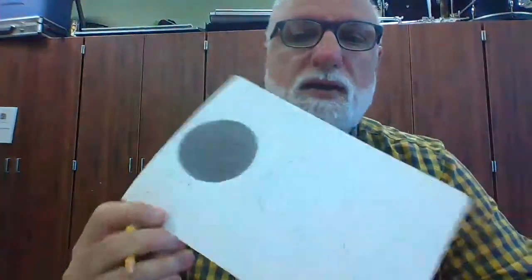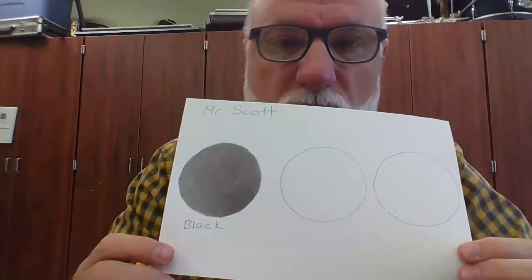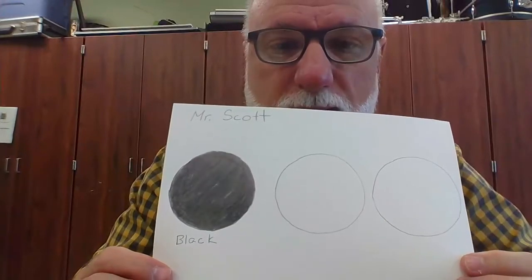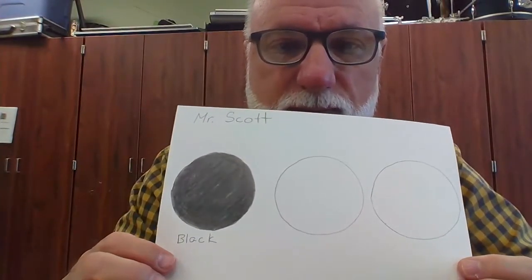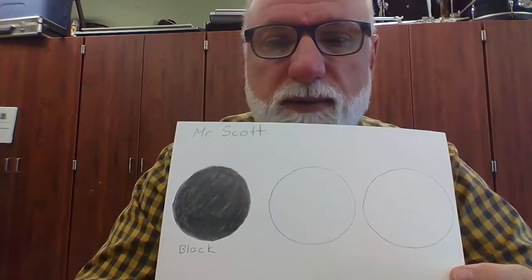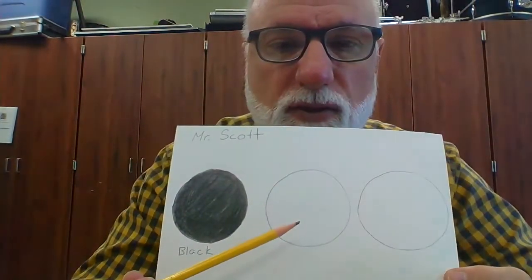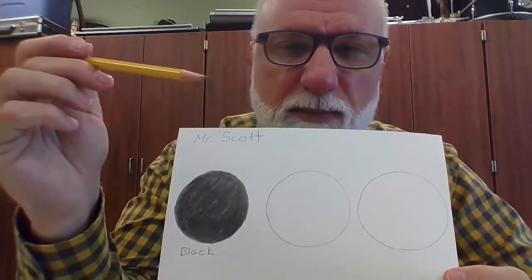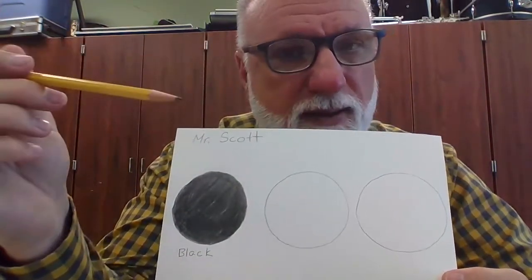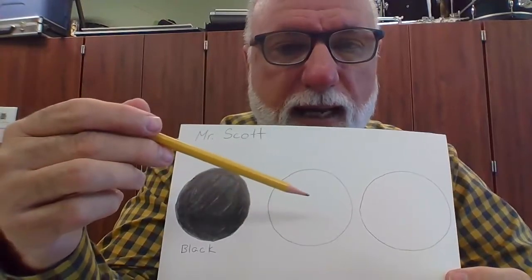B-L-A-C-K. So black is our darkest value. Okay? Black is our darkest value. So now what I'm going to do is move to the next circle, and I want to see if I can use my pencil, the same pencil, to make gray.